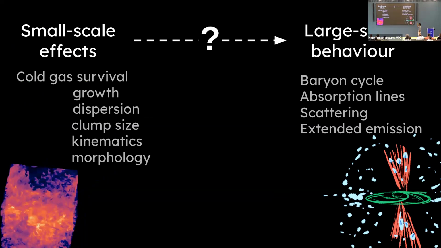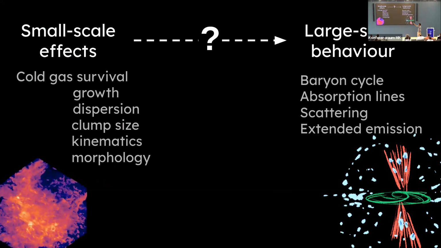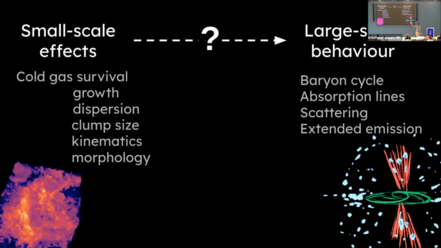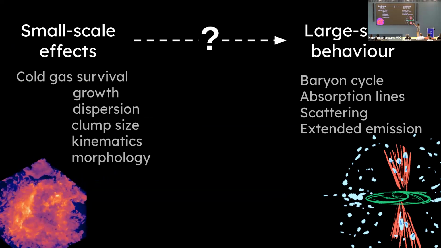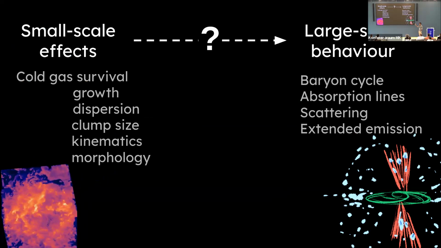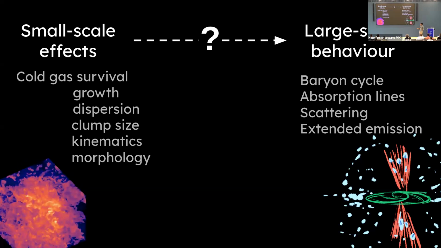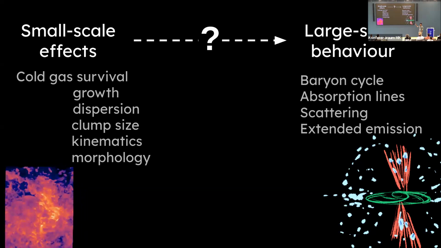because there are small scale effects that Max presented yesterday in his review talk about cold gas survival, which can have a significant impact on large scale behavior, like the baryon cycle and the different observables that Saline also introduced today. But there is a big scale gap between these two.